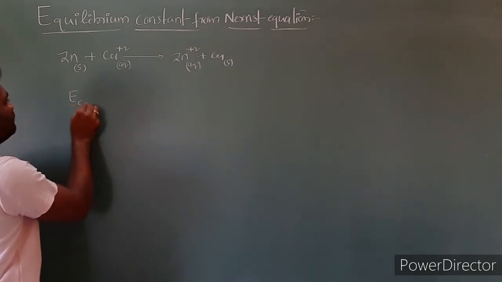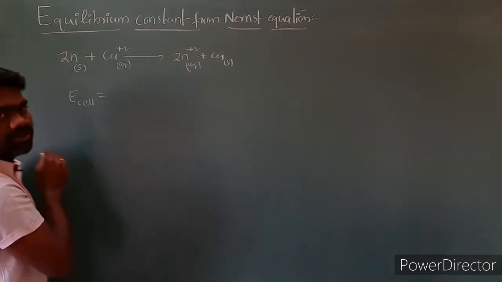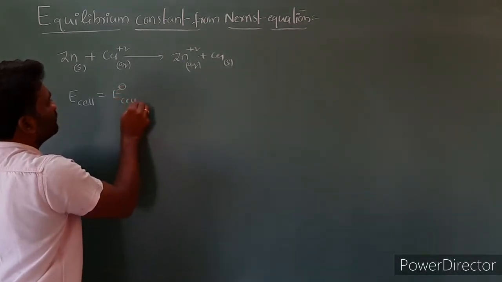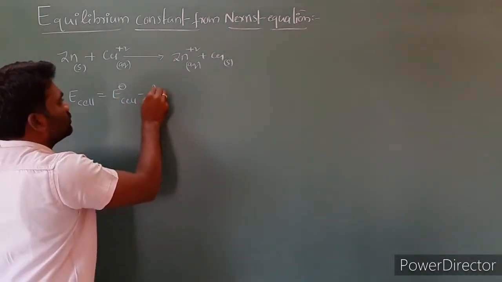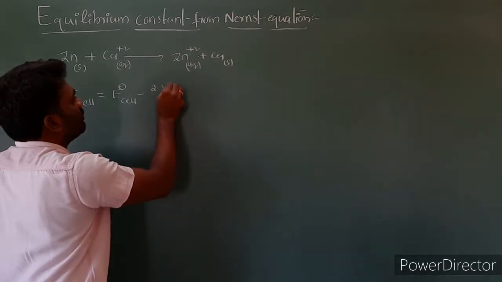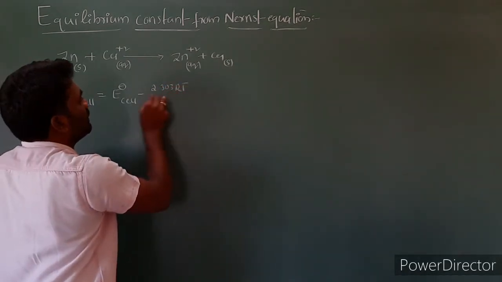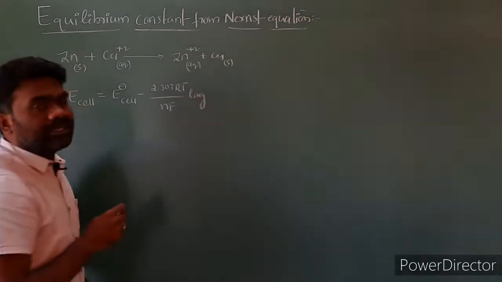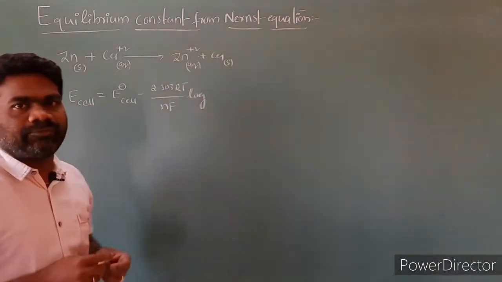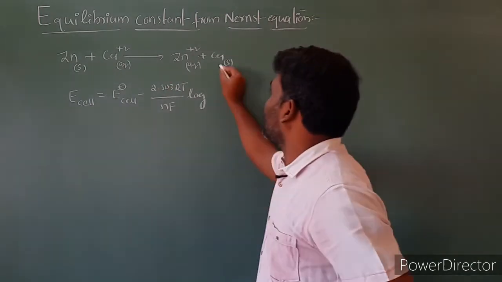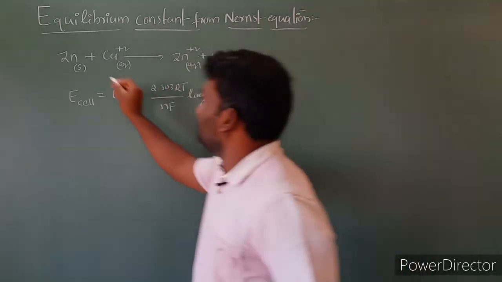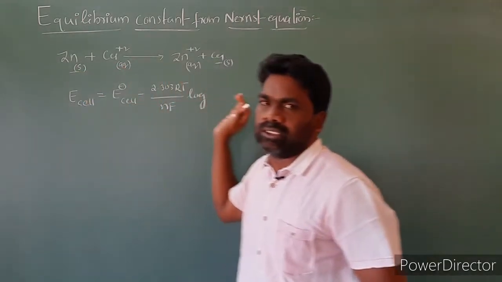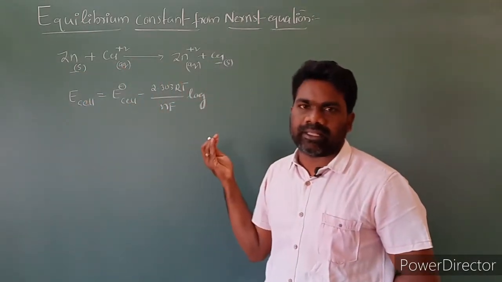E cell is equal to E standard cell minus 2.303 RT by nF log of concentrations of products by concentrations of reactants. Here copper is a solid metal and zinc is a solid electrode. Both the copper and zinc electrodes are in solid form, so their concentrations will be taken as unity.